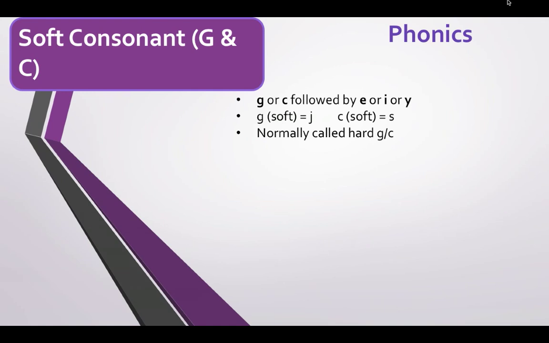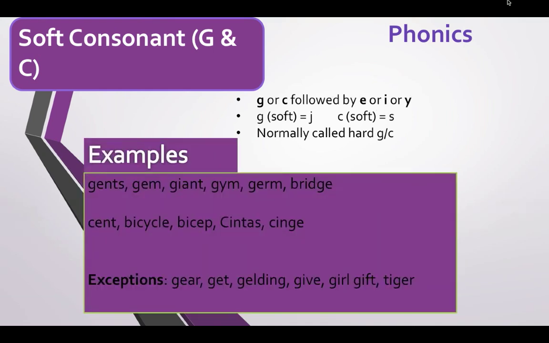We have the idea of soft consonants, so it's not always that hard k, but it might be a soft C with an s sound. Often G or C followed by E or I or Y make these sounds, like gem, giant, bicycle, bicep. However, this is not a full rule because there are certainly exceptions to many of our phonics rules.